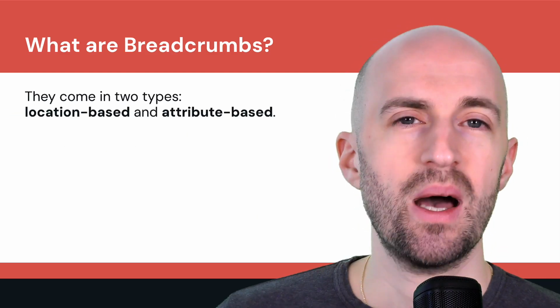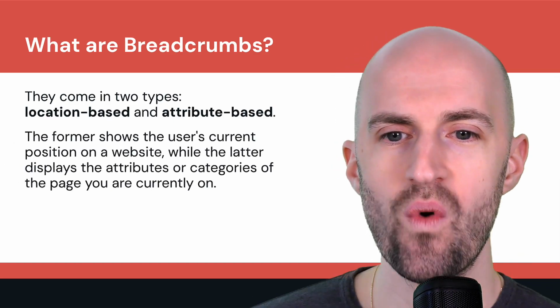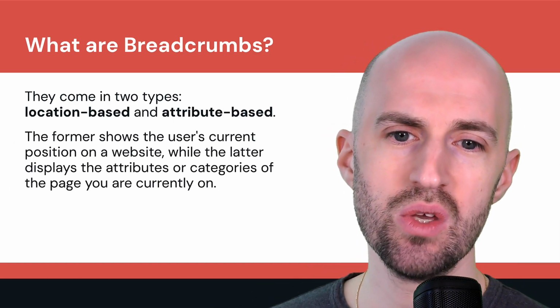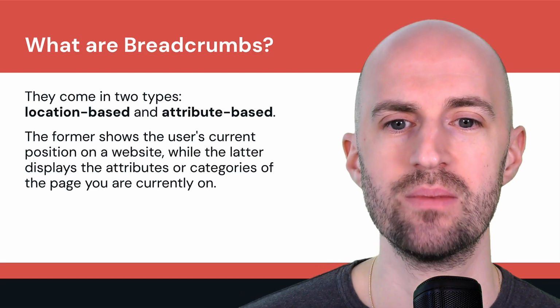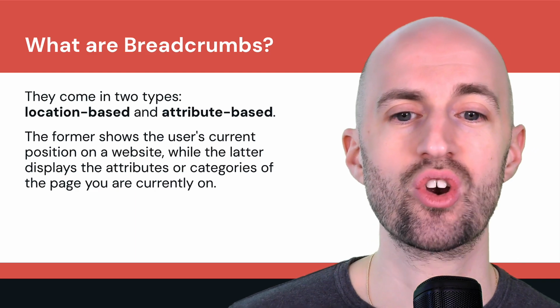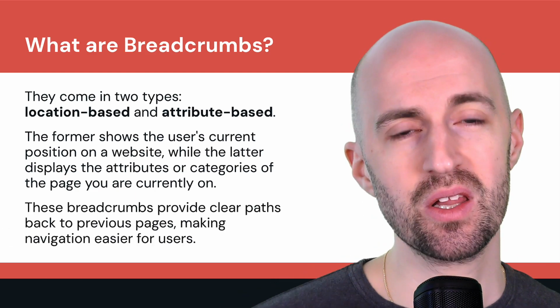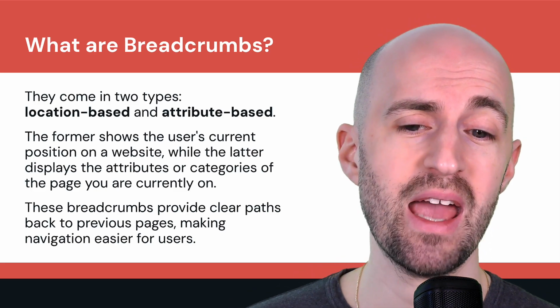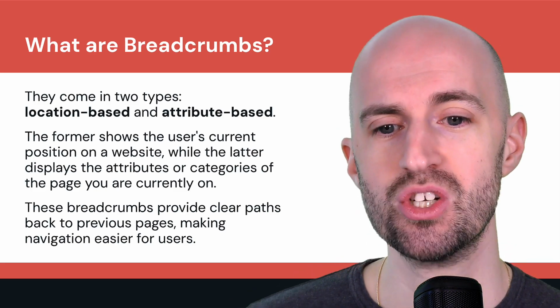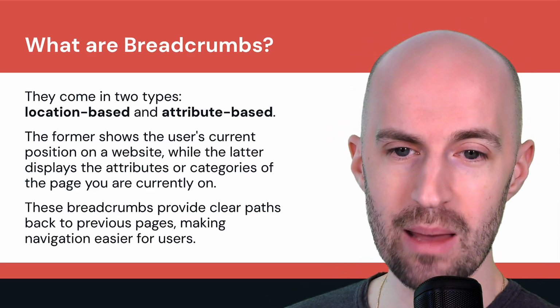They come in two types, location-based and attribute-based. The former, location-based, shows the user's current position on a website, while the latter displays the attributes or categories of the page that you're currently on. These breadcrumbs provide clear paths back to previous pages, making navigation much easier for users as well as search engines when they crawl that page.